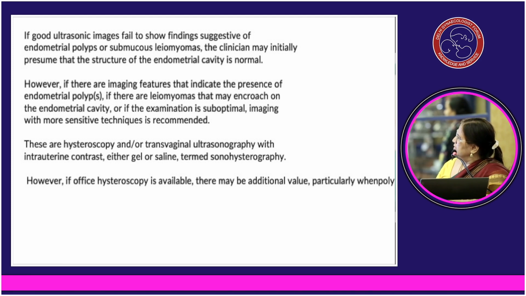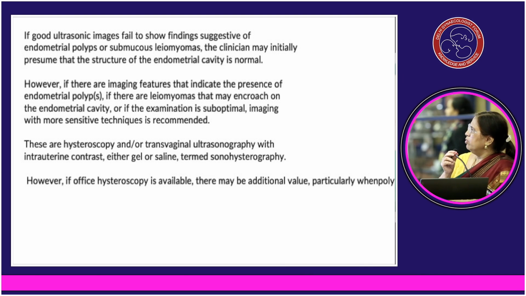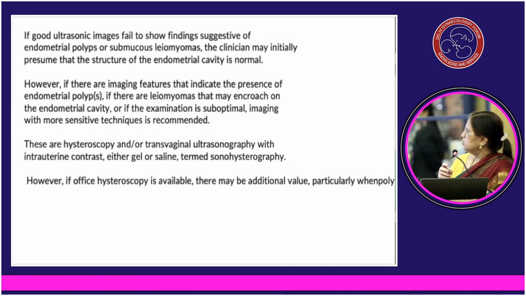If there are imaging features that indicate the presence of endometrial polyp, or there is a myoma that may approach the endometrial cavity, or if the examination is suboptimal, then imaging and more sensitive tests are needed. So these are hysteroscopy or transvaginal ultrasonography, intrauterine contrast with either gel or saline, and you know that sonography has to be done. If office hysteroscopy is available, then we can go for it.